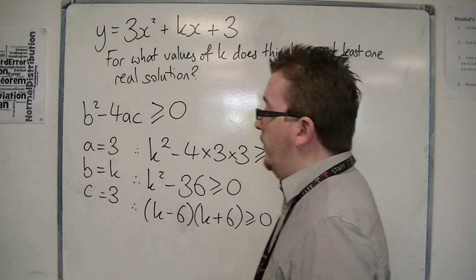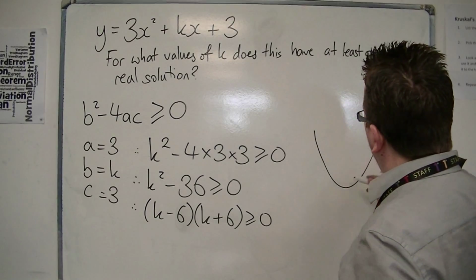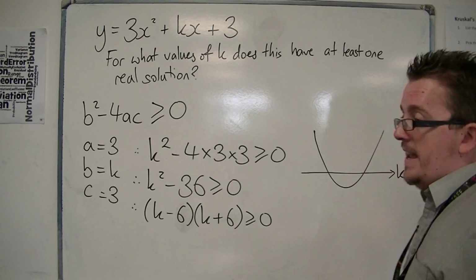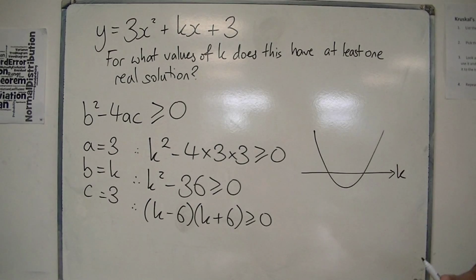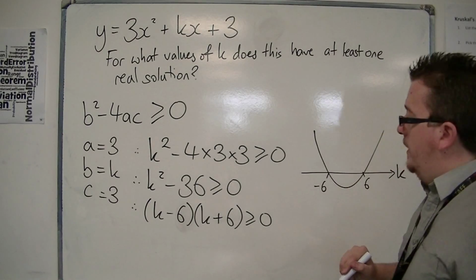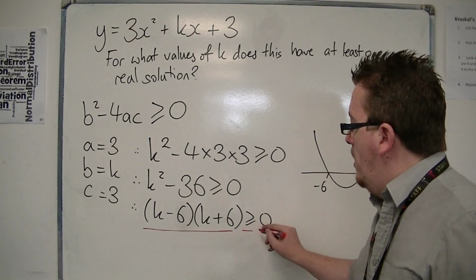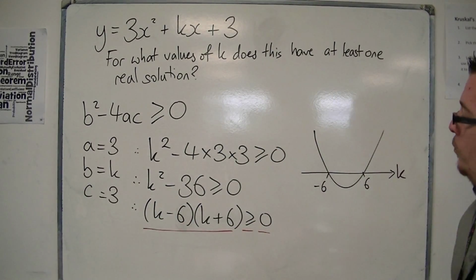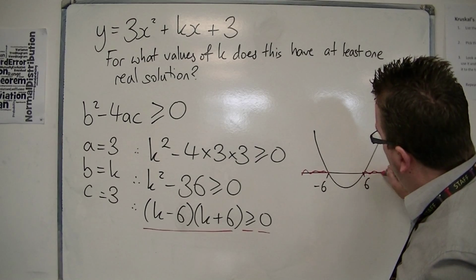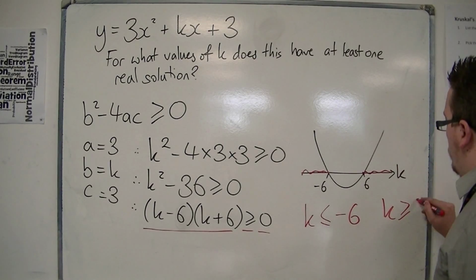Because there is a positive coefficient of the k squared, we're looking at a parabola that looks like this. It's a positive parabola. This is now the k-axis, not the x-axis, where the parabola is cutting through minus 6 and 6. And we're asked, where is the parabola above y equals 0? Where is it above the k-axis? And it's above the k-axis here and here. So k is less than or equal to minus 6, and k is greater than or equal to 6.